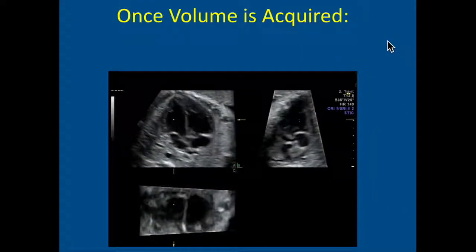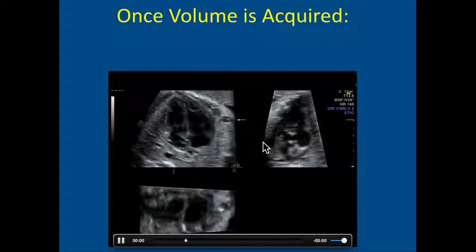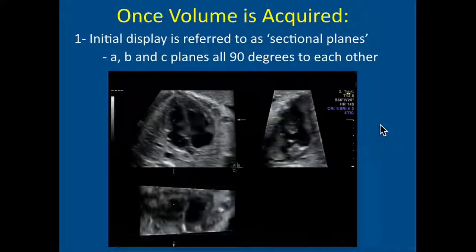Once the volume is acquired, typically your machines will be configured to give you a primary image called a multiplanar display, with the A plane being what you were looking at when you acquired the image. The B plane is 90 degrees to that, and the other little piece of cheat information you get in the B plane is this will tell you what your sweep angle was. So you can see here we went from above the 3-vessel view to just below the diaphragm with an angle of 35 degrees. And finally, the C plane, which is the coronal plane, which is where the image drops off in the greatest quality.